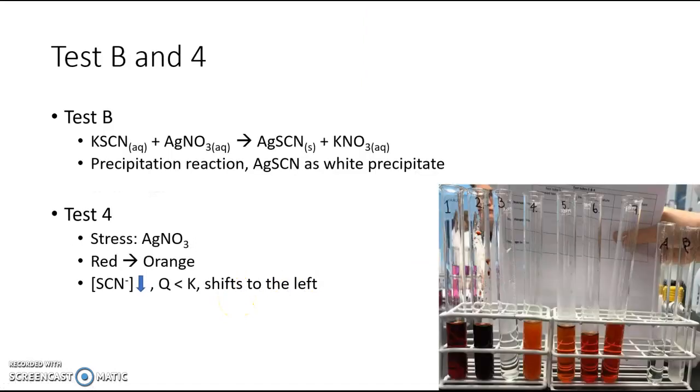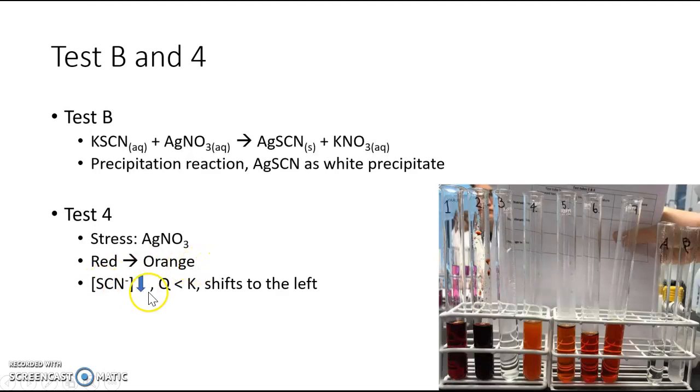In test B and 4, in test B, we wanted to check what would happen if we added silver nitrate to a potassium thiocyanate solution. And what happened is we had this silver thiocyanate precipitate, which is a precipitate reaction, this white powder we see here. So in test 4, we added this silver nitrate to the equilibrium solution, and we saw that it went from red to orange.